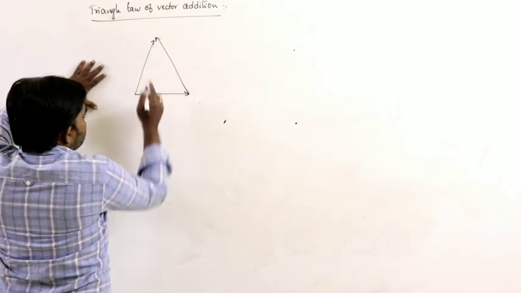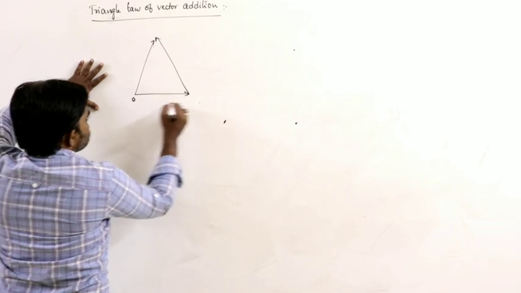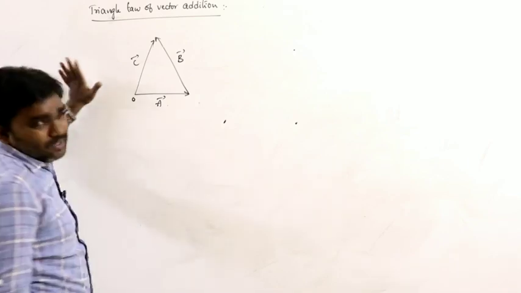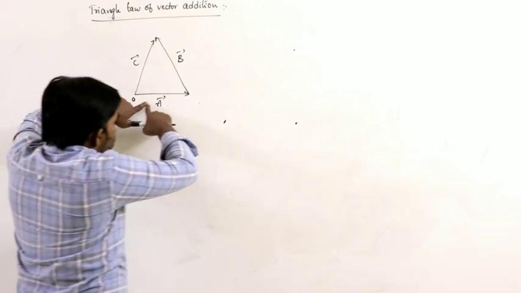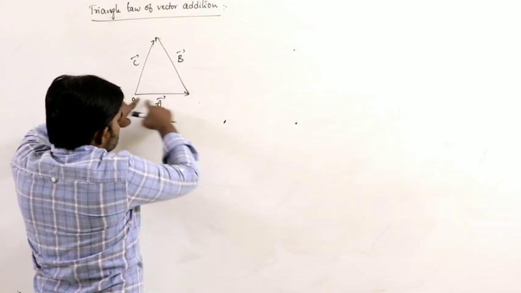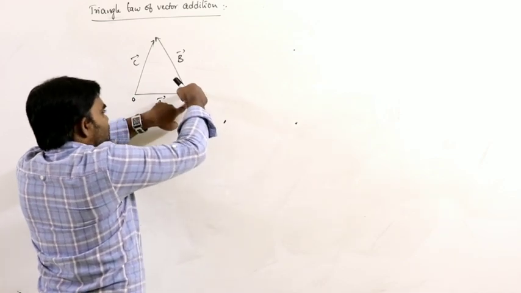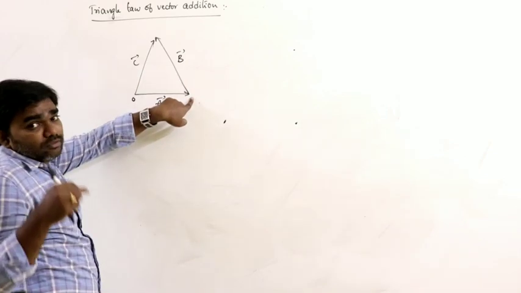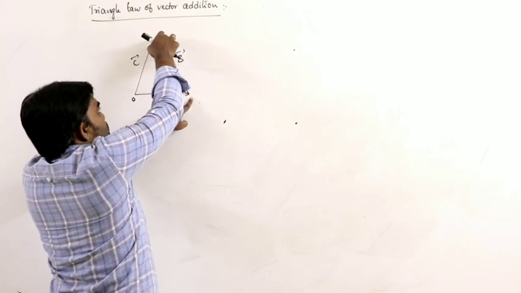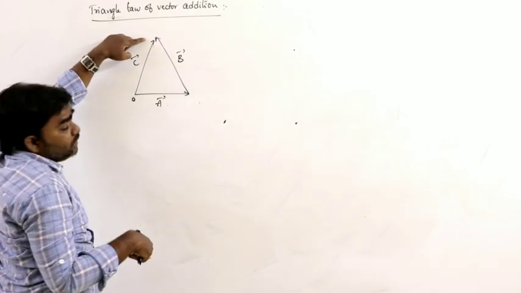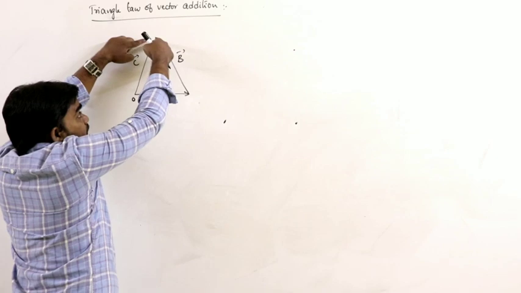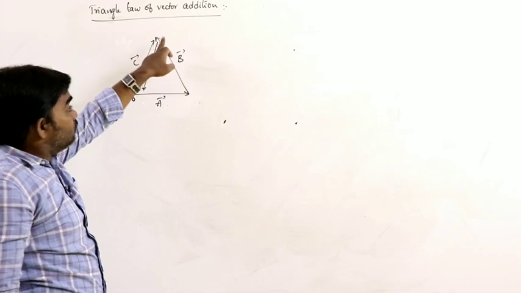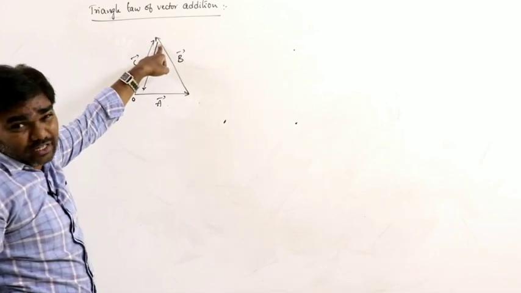Actually, in order means, see here, this is O, this is A bar, this is B bar and this is C bar. Order means the first vector starts from here, and the second vector must start from the final point of the first vector. This is the situation. Actually, how must the third vector be represented? The third vector must start from the final point of the second vector, like this.